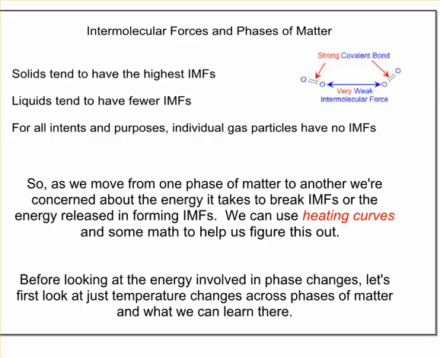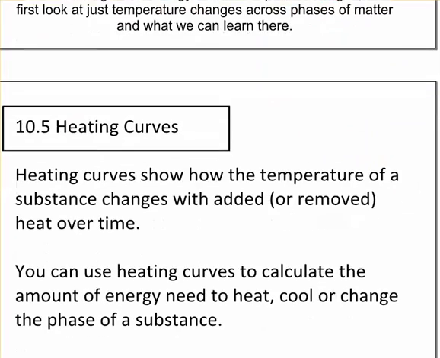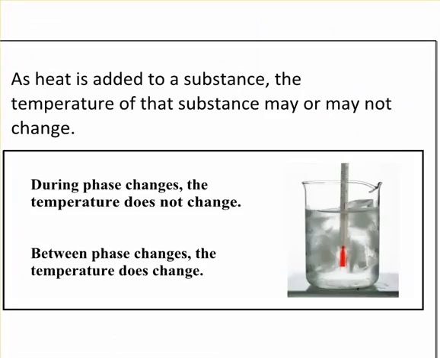We can use what we call heating curves and some math to help us figure this out. Before looking at the energy involved in the changes, let's first look at just temperature changes across phases of matter and what we can learn there. As heat's added to a substance, the temperature of the substance may or may not change. And that's something that's maybe a little bit unfamiliar to us.